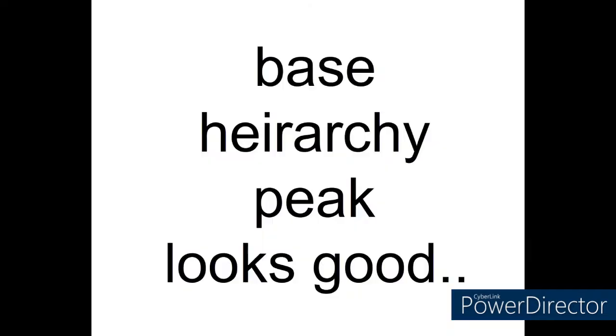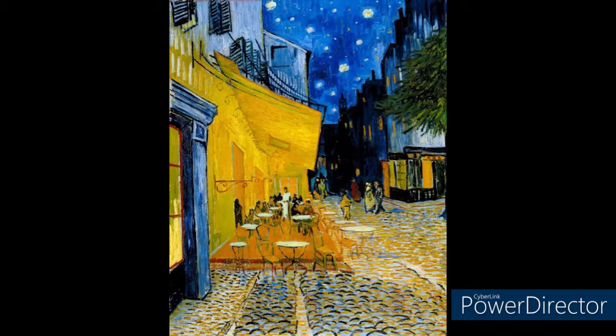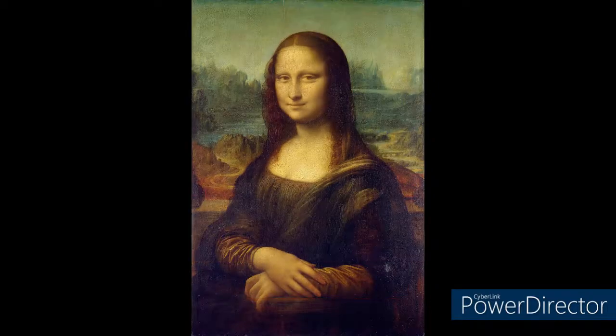In art, the triangle is used to create a strong composition. It's so basic a shape that there is a base, a hierarchy, and a peak, and it just looks good. Some examples of triangular composition are this, no, not this, now that's better.